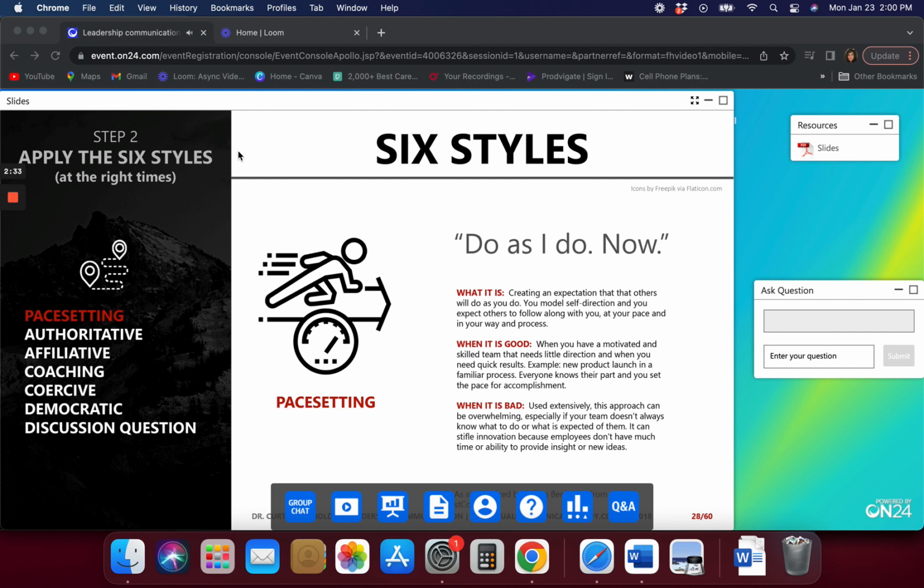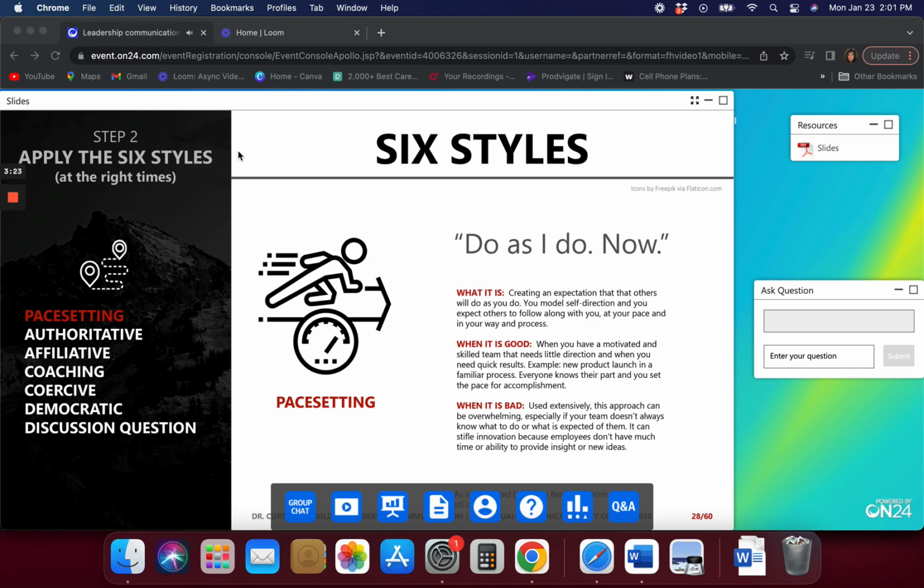So when is it bad? Well, if you use it extensively, this approach can feel a little overwhelming, especially if your team doesn't always know what to do, or if they don't know what's expected of them. If it's not really clear what you expect out of them. It can also stifle innovation because employees don't have time or the ability to provide insight or new ideas. So if you're always a pace-setting leader, recognize that you're blocking the ability for your employees to be creative. You might not be recognizing some of the issues that you can't see because you're always in this pace-setting mode. So it's good for efficiency, good for productivity, not great for creativity, innovation, and the opportunity to speak the voice, speak opinions.